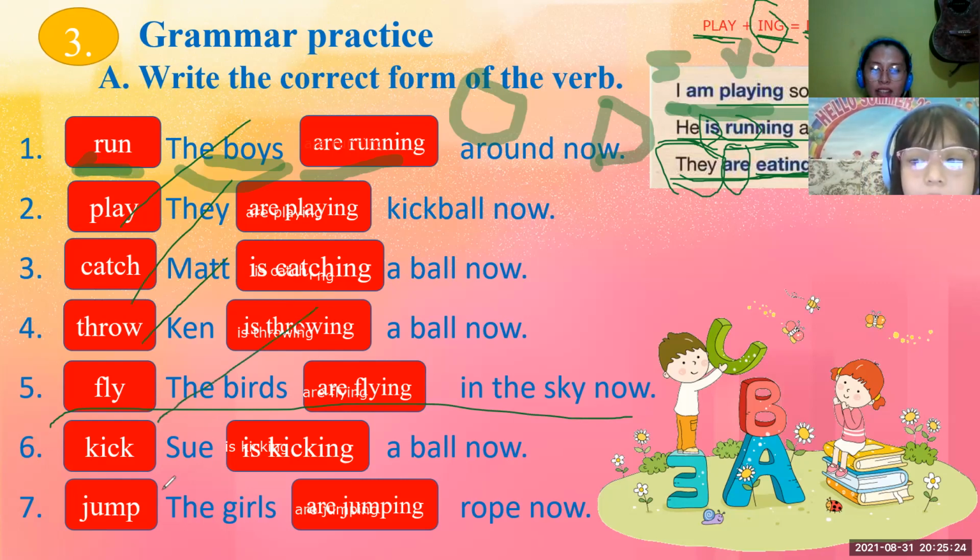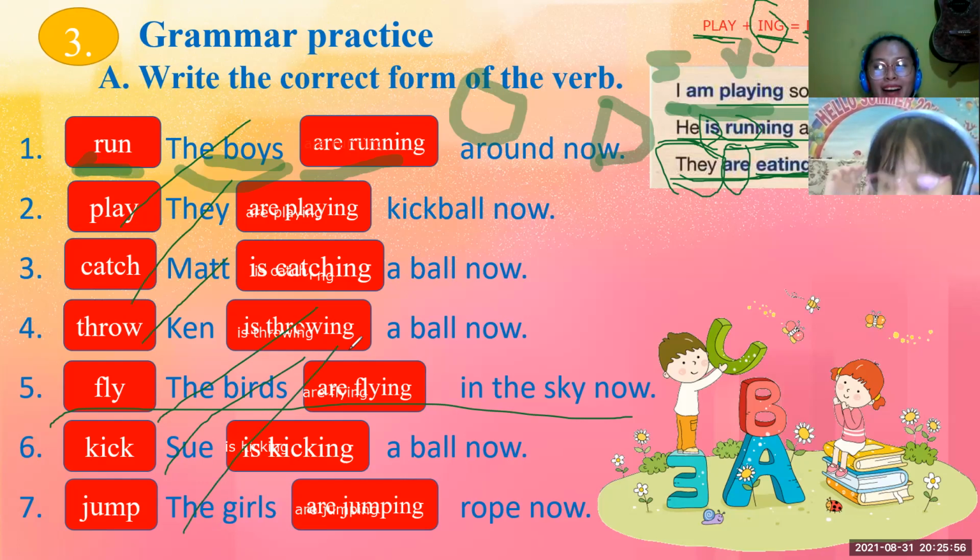All right. Number six. Kick. Okay, kick. She is kicking a ball now. Oh, great. Very good. And lastly, number seven. The girls are jumping rope. Okay, very good. You got it. Perfect. Wow. Okay, good job.